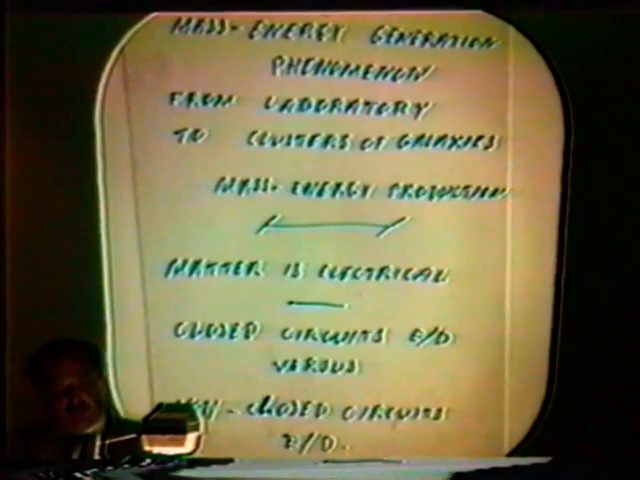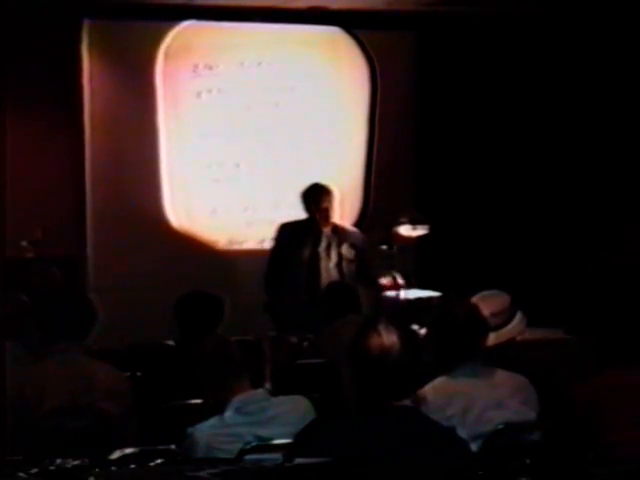So, the mass energy generation phenomenon from laboratory to clusters of galaxies, and the mass energy production. Basically, we shall assume that matter is electrical, and we shall make a drastic distinction between closed circuits in electrodynamics versus non-closed circuits in electrodynamics. Basically, I would like to be brief, and this is something that I have mentioned in my previous lecture. There are two basic flaws in electrodynamics.